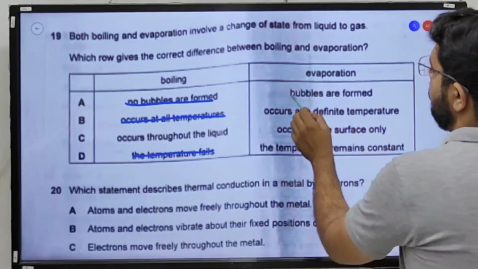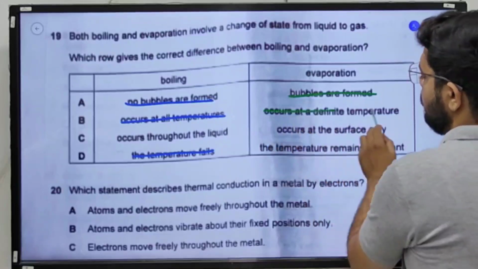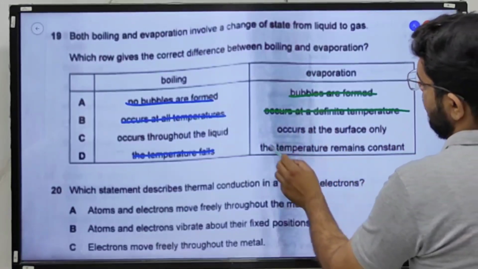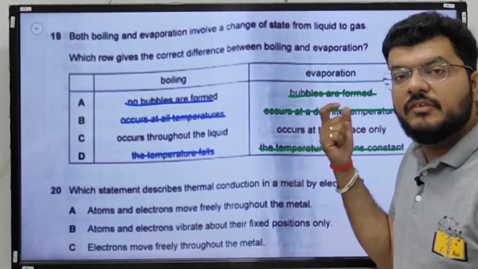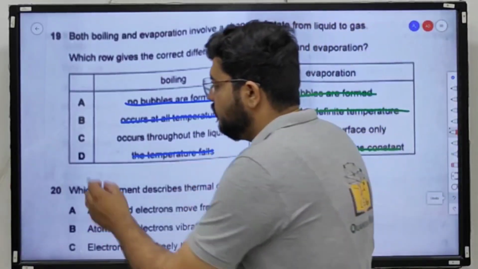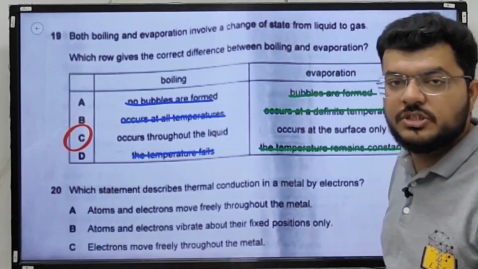Evaporation, bubbles are formed? No. Occurs at a definite temperature? No. Occurs at the surface only? Yes. And the temperature remains constant? No. It may change, right? It causes cooling. Evaporation causes cooling, so the temperature falls. And therefore, the correct answer is option C.